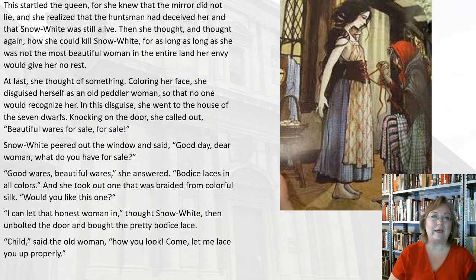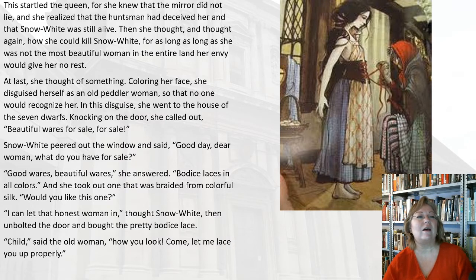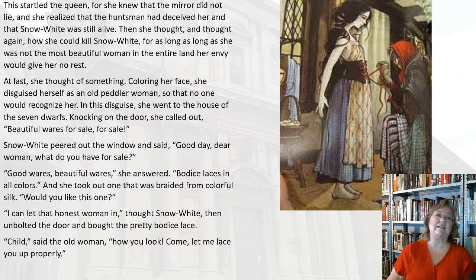The startled queen, for she knew the mirror did not lie, because no mirror does, realized that the huntsman had deceived her and that Snow White was still alive. Then she thought and thought again how she could kill Snow White, for as long as she was not the most beautiful woman in the entire land, her envy would give her no rest. At last she thought of something. Coloring her face, so she puts on makeup, she disguised herself as an old peddler woman.